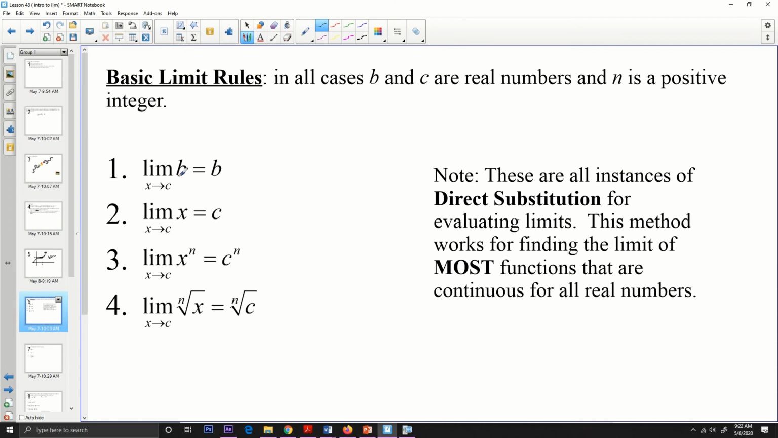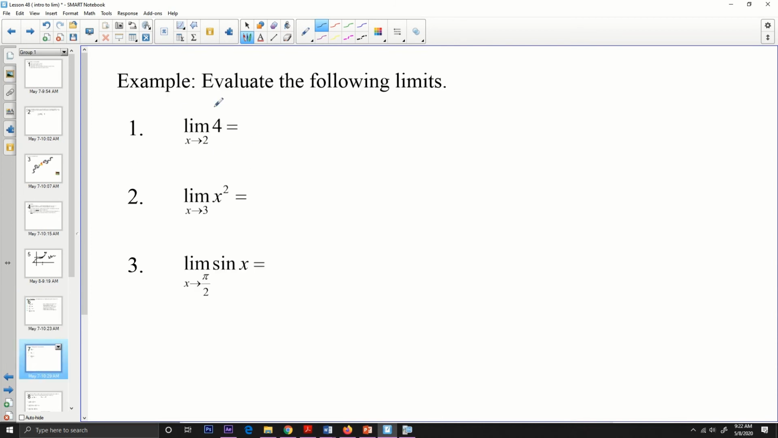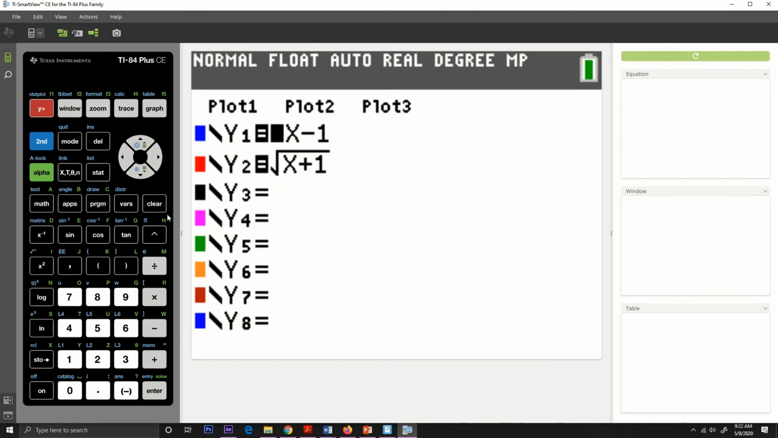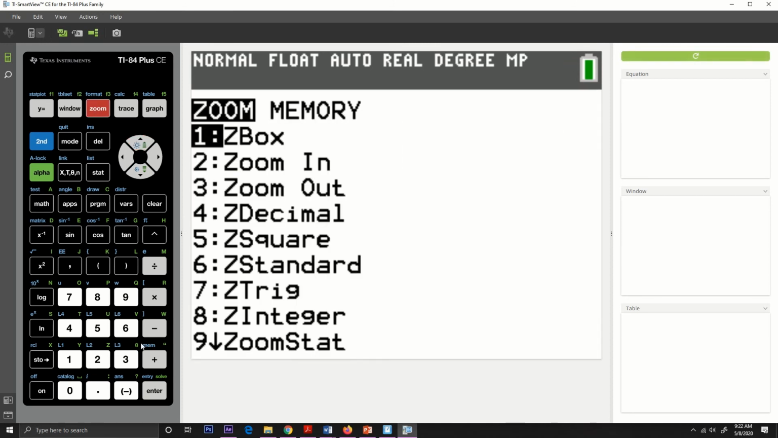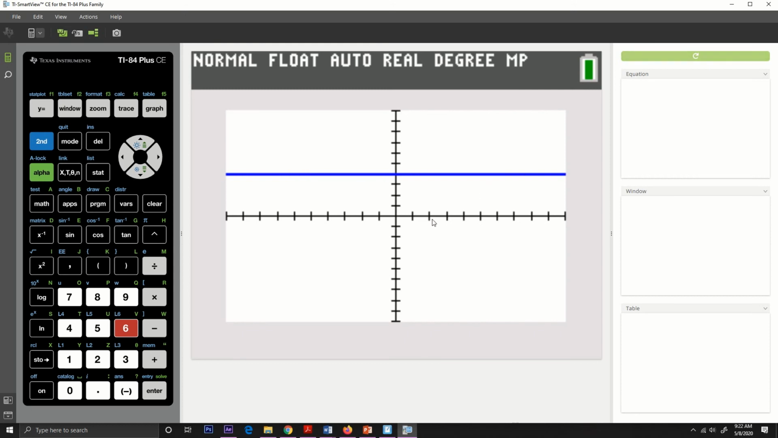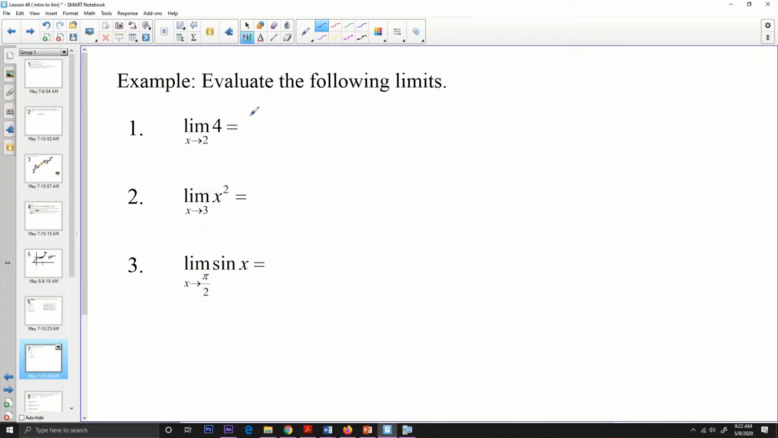The first rule, this constant rule here, is expressed in this example where I say, what is the limit as x goes to 2 of 4? Well, 4 is just a constant. And so if I grab my graphing calculator and I graph the function 4, we know that on a standard window, we get this horizontal line. And so here is 2. And what does the function point to as I come in from the left and as I come in from the right? It clearly points to 4. So that limit is 4.